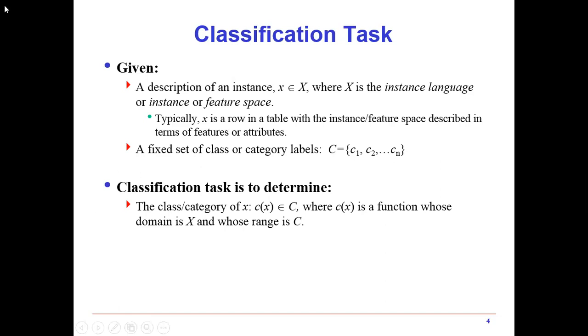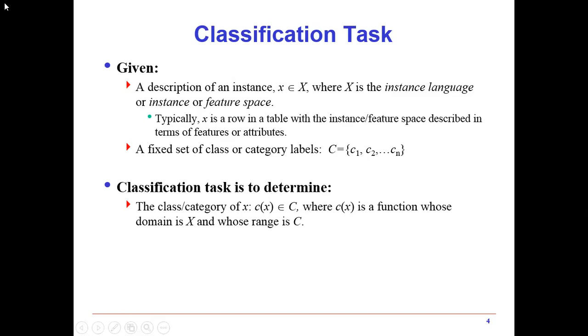Okay. So a fixed set of classes like C equals C1, C2, ..., Cn. These are the different class labels where you have to map the data. So what is the classification task? The classification task is you have to find c(x). You have to find a class for x. For any instance, for each row, you have to find a class that should be an element of the capital C. So we call c(x) a function whose domain is capital X and whose range is capital C.